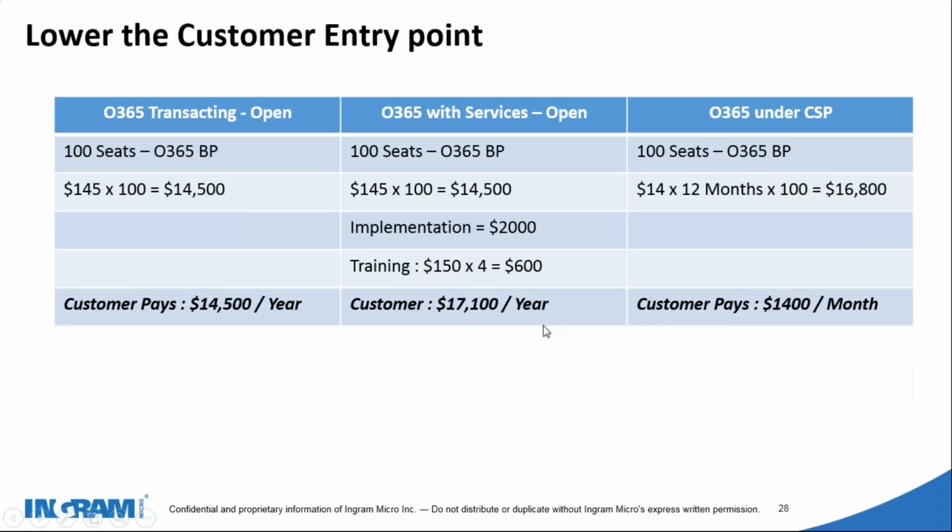Now let's look at the last point, which is the entry point. Which one is easy for you to sell? The one without services under open, the one with services under open, which is a big dollar value of 17,000 or 14,000, or will you be able to sell and convince your customer at $1,400 a month, which is the per-month model?